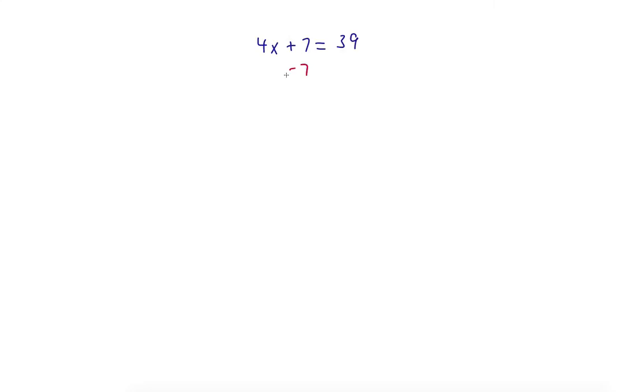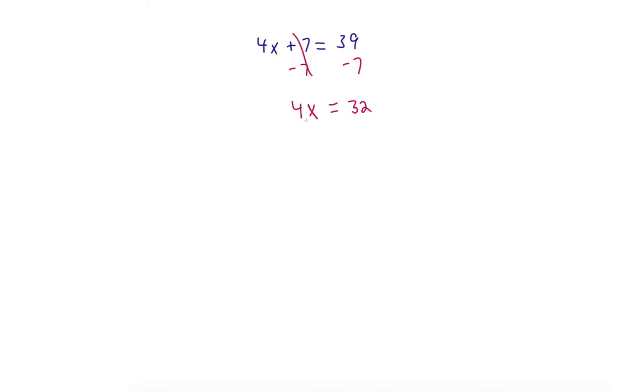But remember, an equation has to stay equal. So whatever I do to one side, I have to do to the other side as well. Over here on the left side, 7 minus 7 is 0, so those cancel out. On the other hand, over here, 39 minus 7 gives me 32. So on the right side I have 32, and on the left side I just have 4x left over. So I'm left with 4x equals 32.